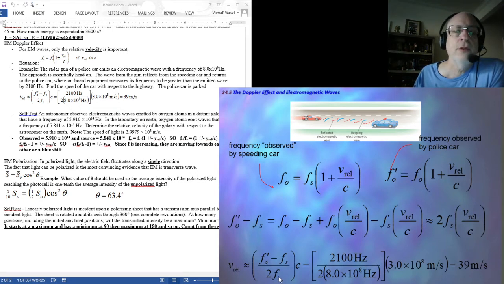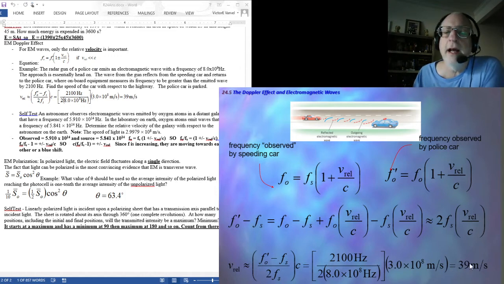And then 2 times the frequency of the source. The source frequency was 8 times 10 to the 8th hertz. And then I multiply that by the speed of light, 3 times 10 to the 8th, and I find that it's going 39 meters per second, which means it's speeding, because about 33 meters per second is a highway speed. So he's going a little too fast.